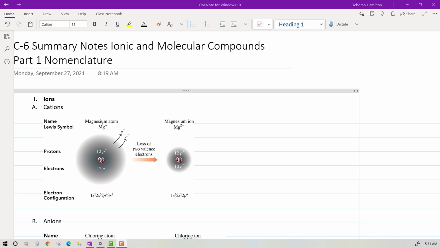This is Chapter 6, Summary Notes on Ionic and Molecular Compounds, Part 1, Nomenclature. There'll be a series of five short videos that'll take you through ionic compounds and molecular compounds. But first we need to talk about ions. Ions are formed from either metals or non-metals, and either by gaining or losing electrons.